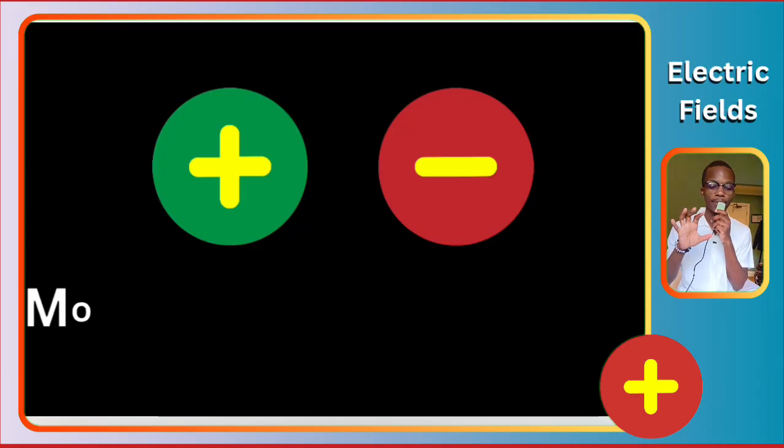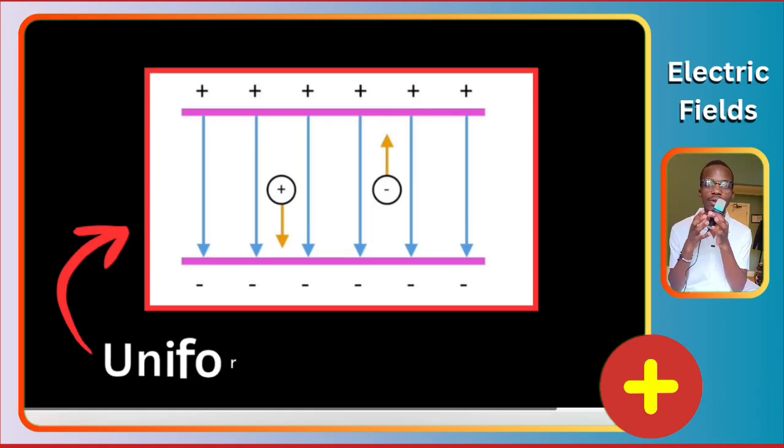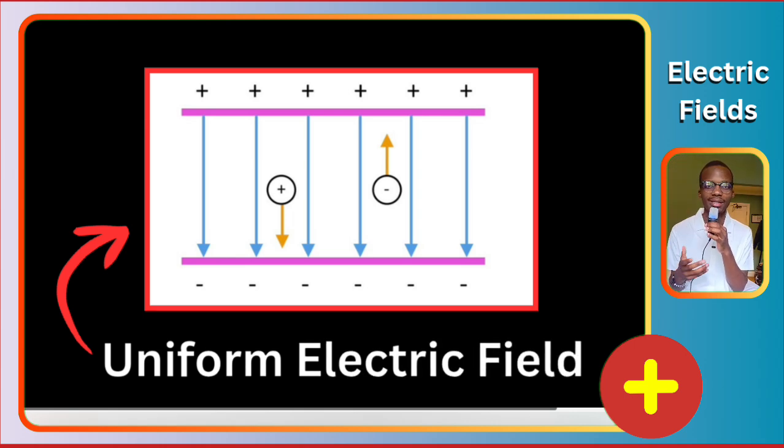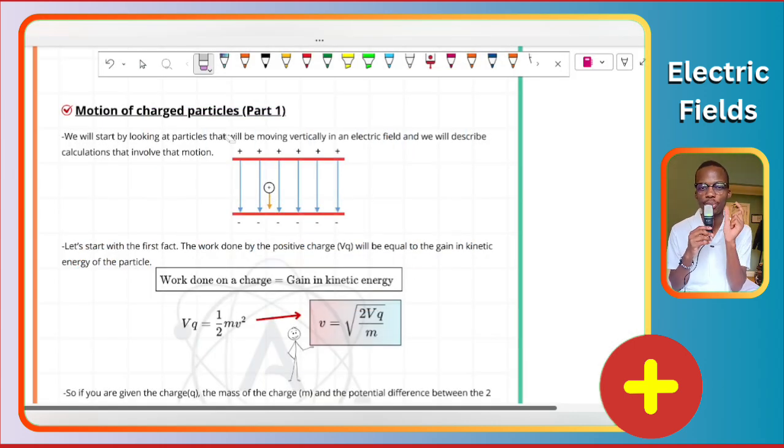Okay, let's talk about the motion of charged particles. In the last video, we introduced what a uniform electric field actually is. And in this video, we're going to talk about how a particle will behave and how it will move if it's placed in that uniform field.